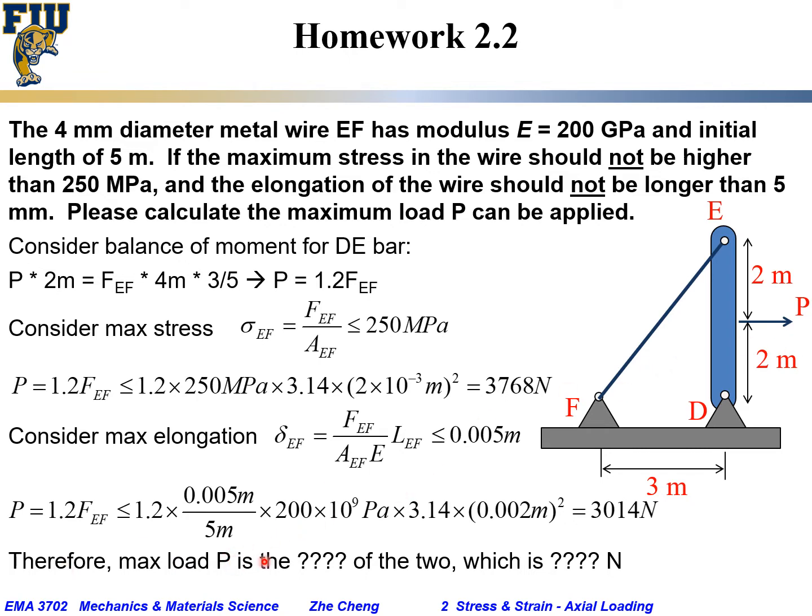Okay, so when you consider both of these, then the overall horizontal force P, the maximum load, should be smaller than the smaller one between these two. So this is our problem. We want to know the maximum P when we have two constraints. One is for the stress level within the material. The other one is about the total elongation. And when we use the stress level, we assume it is within the elastic limit. Similarly, when we use the absolute elongation, we also assume it is within the elastic limit. Okay, thank you.